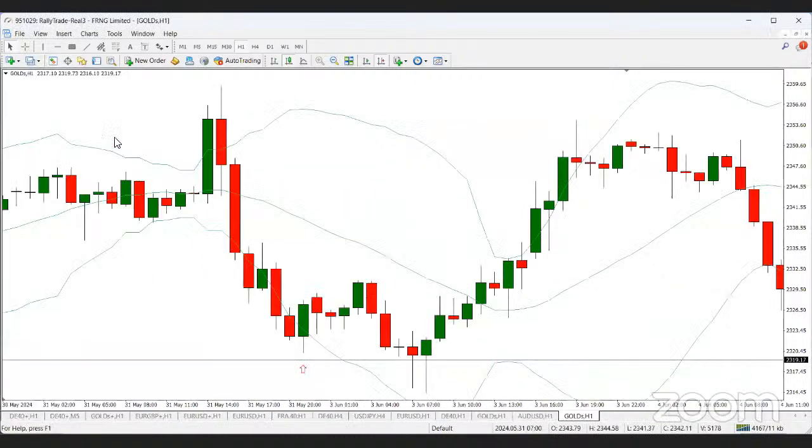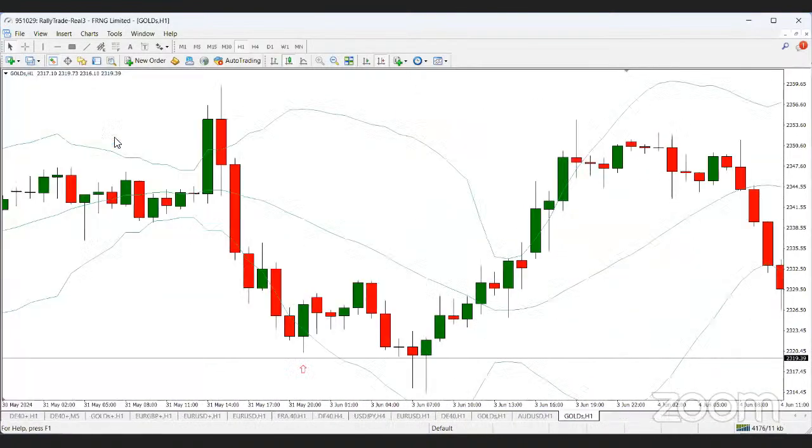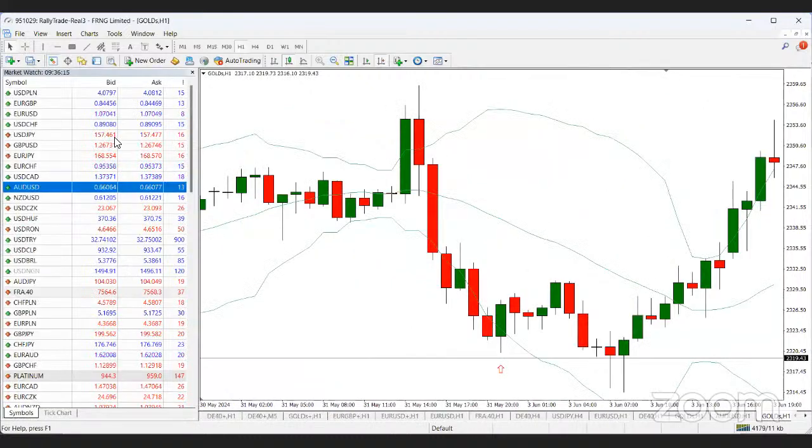Control M, you can see the way I'm doing it. So I just press Control M, then I'll press it again. It will come and it will go. So that's where it is, right?